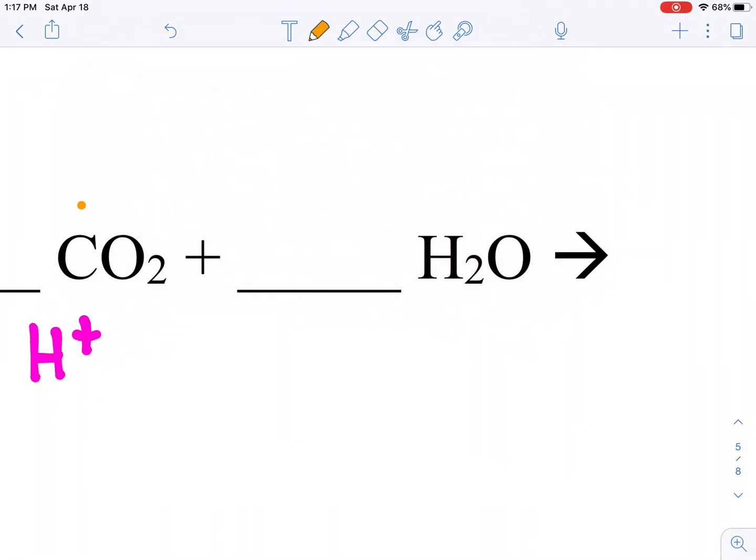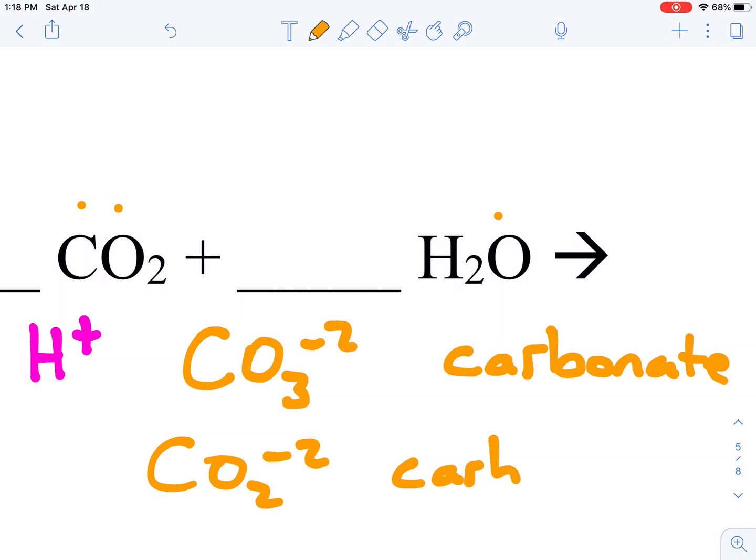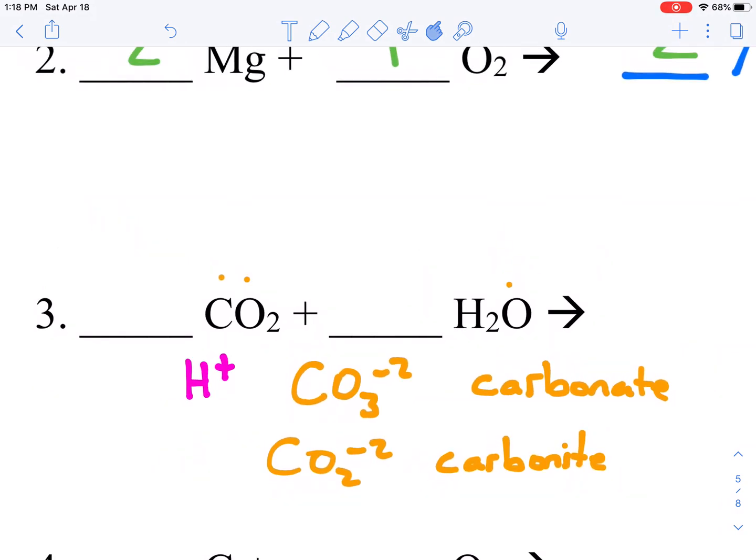So what do we have left? We have carbon, oxygen, and more oxygen. So we could make CO3 with a -2 charge, that is carbonate. Or we could make CO2 with a -2 charge, that is carbonite. Han Solo's nemesis, carbonite. All right, so we have some options.